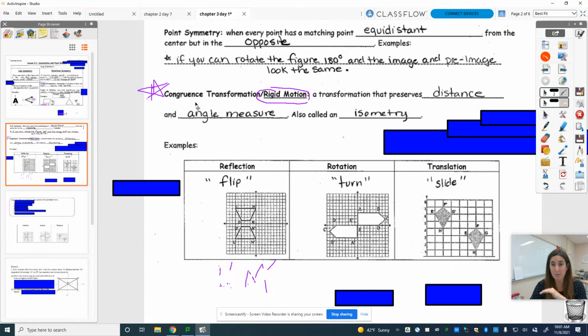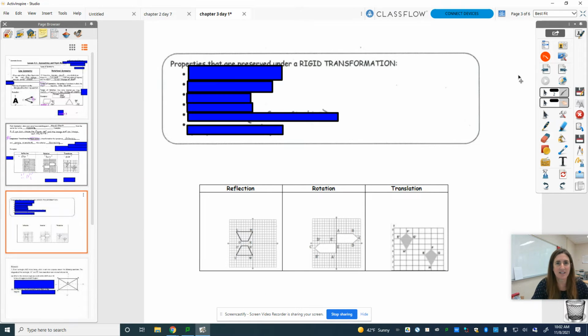Now, why don't we have dilation in there? That's easy. Dilation makes things bigger or smaller. We don't want it. Only these 3.